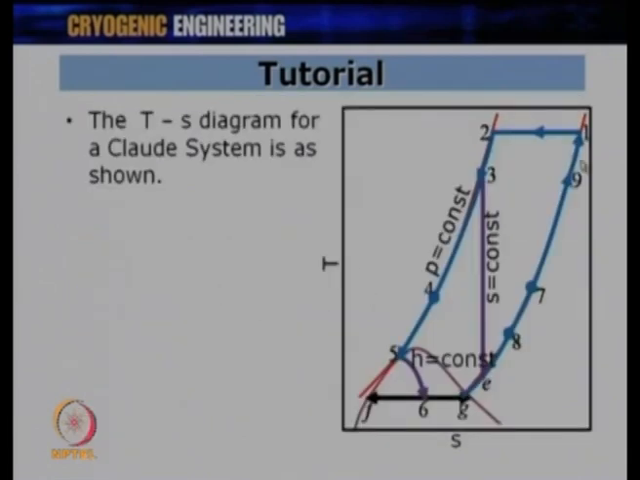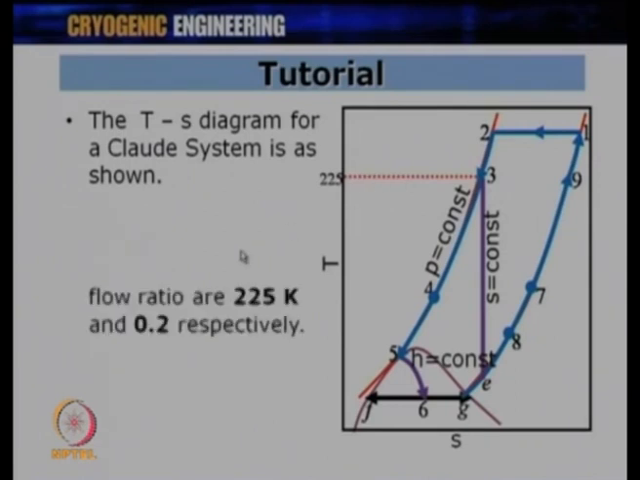One can see the corresponding TS diagram here. 1 to 2 is a compression, 2 to 3 is a cooling, and 3 to E is where you get the point E. That is what I just said, that we draw a vertical from the high pressure line at point 3 to the low pressure line, which intersects at point E, and corresponding to this you get 80 Kelvin in this particular case. The temperature at point 3 is 225 Kelvin.